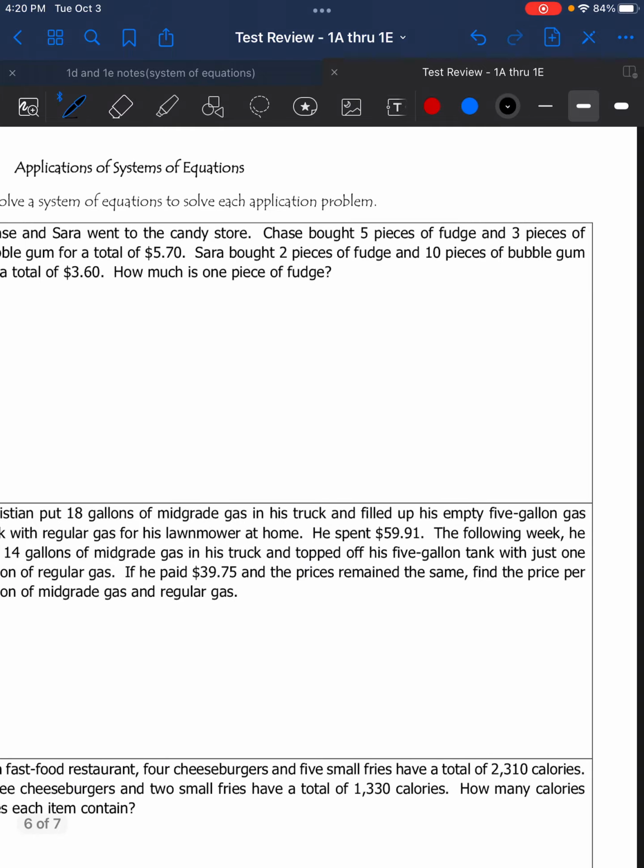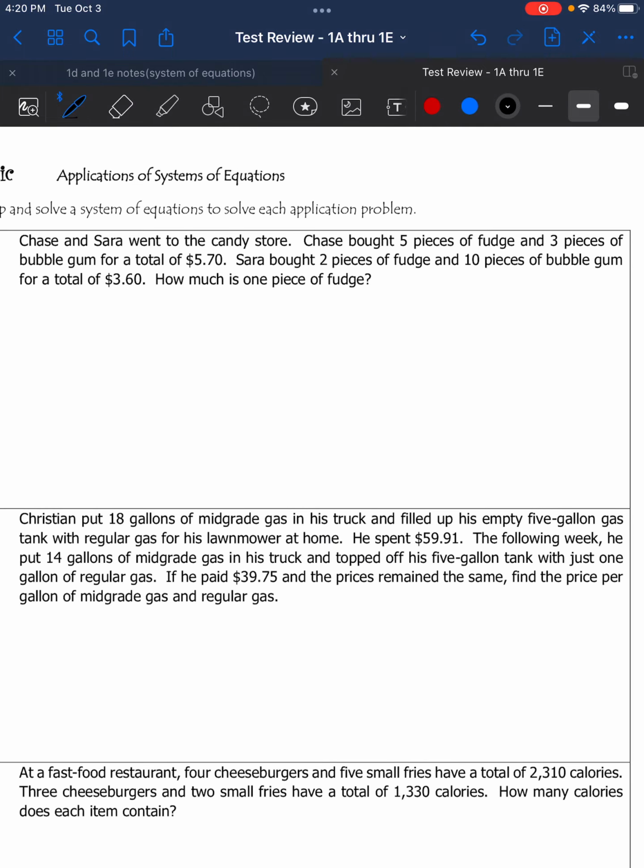All right, moving on. Word problems. We're almost there. Thanks for sticking with me. Chase and Sarah went to the candy store. Chase bought 5 pieces of fudge and 3 pieces of bubble gum for a total of $5.70. Sarah bought 2 pieces of fudge and 10 pieces of bubble gum for a total of $3.60.